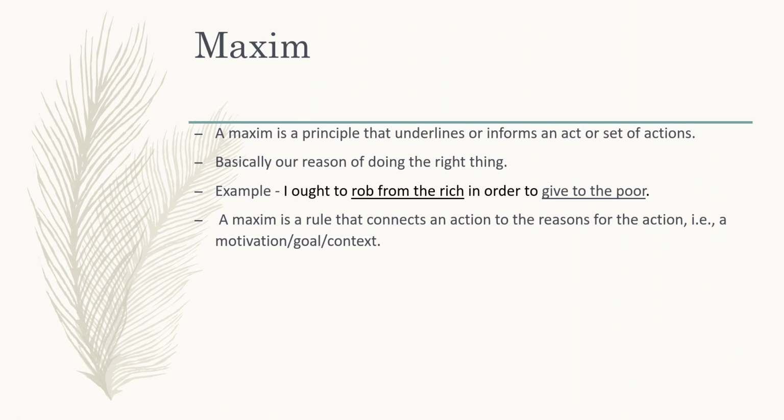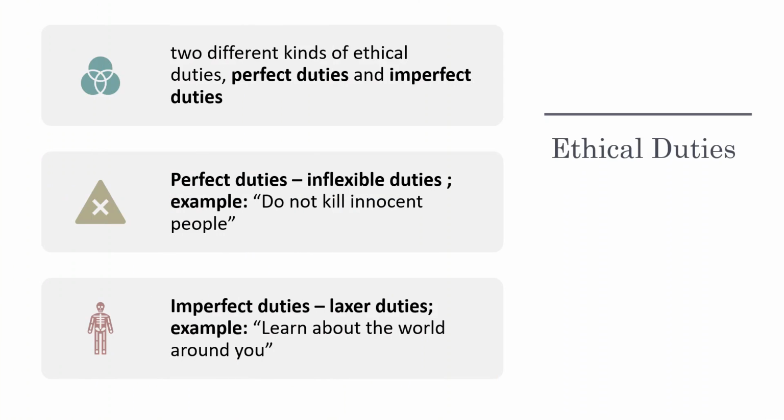To be consistent with the categorical imperative, the action's maxim must follow ethical duties, and the ethical duties are mainly divided into two types: perfect duties and imperfect duties. A perfect duty is inflexible. Do not kill innocent people is an example of a perfect duty. You can't obey it a little bit. Either you kill innocent people or you don't. There's no middle ground. On the other hand, imperfect duties do allow for some middle ground. Learn about the world around you is an imperfect duty because we can all spend different amounts of time on education and each be fulfilling our obligation. How much we commit to imperfect duties is up to us.